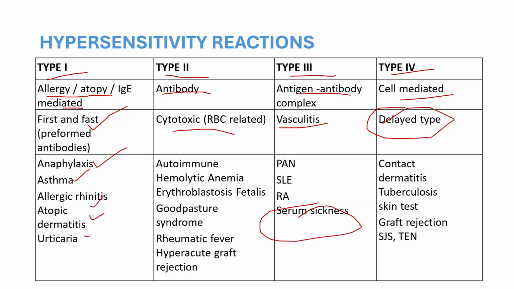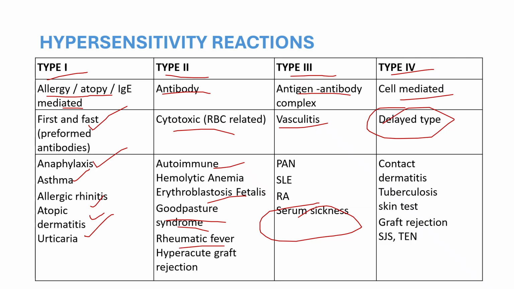So anything related to allergy and atopy is going to be type 1. The RBC-related autoimmune hemolytic anemia, erythroblastosis fetalis, and Goodpasture syndrome are type 2, because that is also antibody mediated. In Goodpasture syndrome, there is antibody against the glomerular basement membrane, right? Also, it affects the pulmonary.